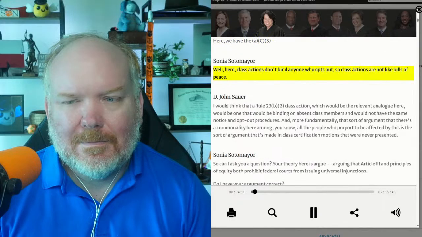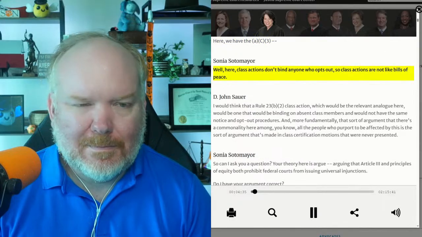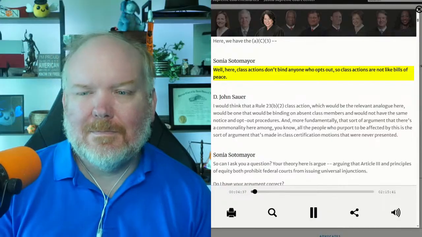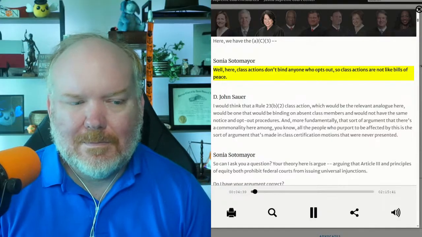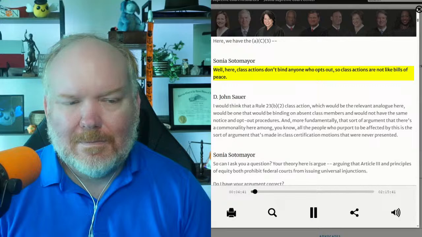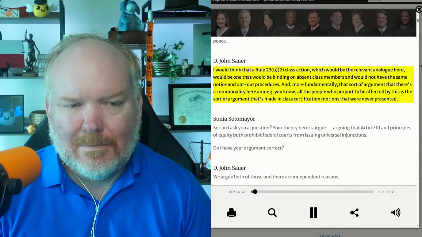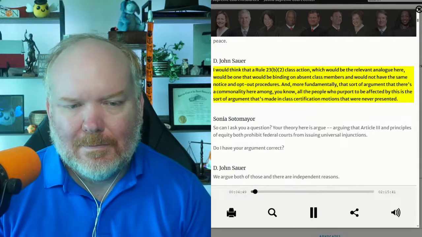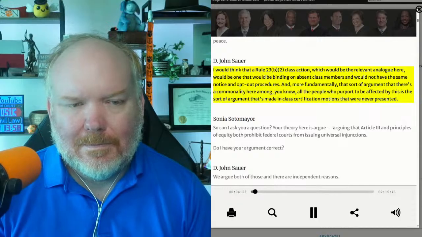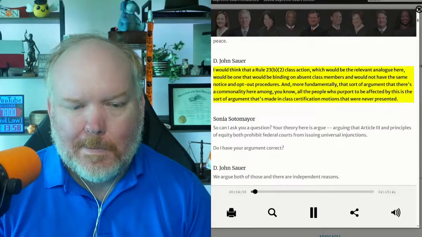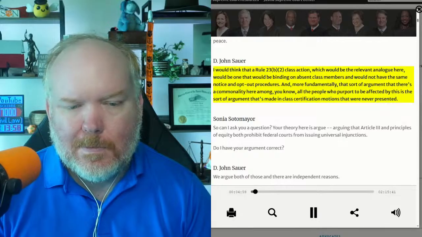Well, here class actions don't bind anyone who opts out, so class actions are not like bills of peace. I would think that a Rule 23(b)(2) class action, which would be the relevant analog here, would be one that would be binding on absent class members and would not have the same notice and opt-out procedures. And more fundamentally, that sort of argument that there's a commonality here among all the people who purport to be affected by this is the sort of argument that's made in class certification.